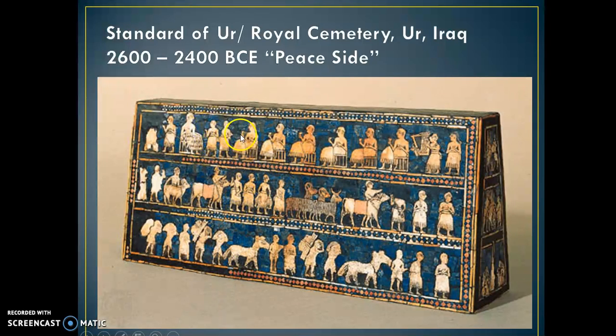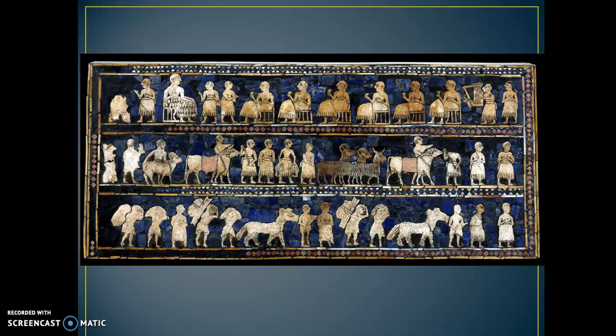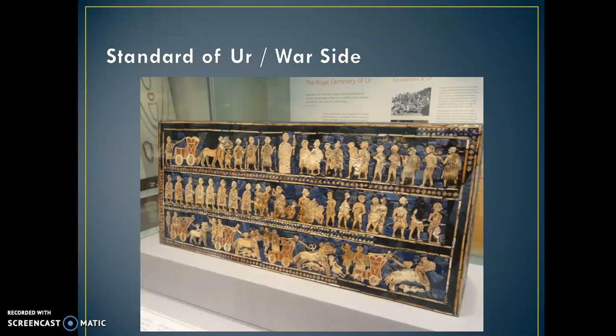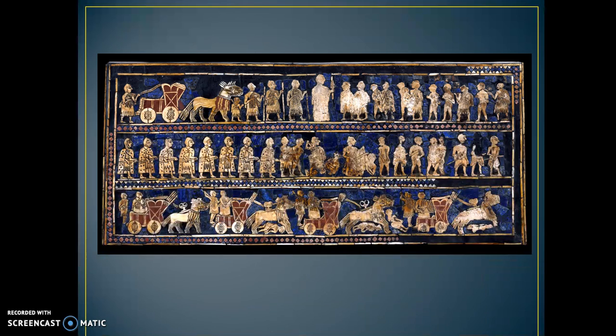The servants are even smaller than the people that are enjoying the party or whatever this is going on. And even the musicians back here are smaller figures as well. So that is the peace side. And there is a nicer, flat image of the peace side. And now we're going to look at the war side, which I think I have a better angle of.